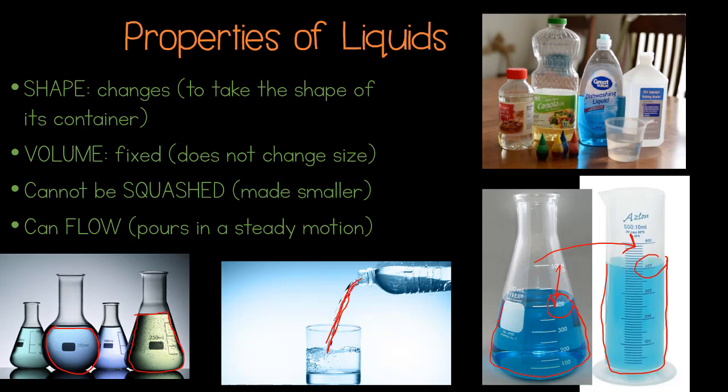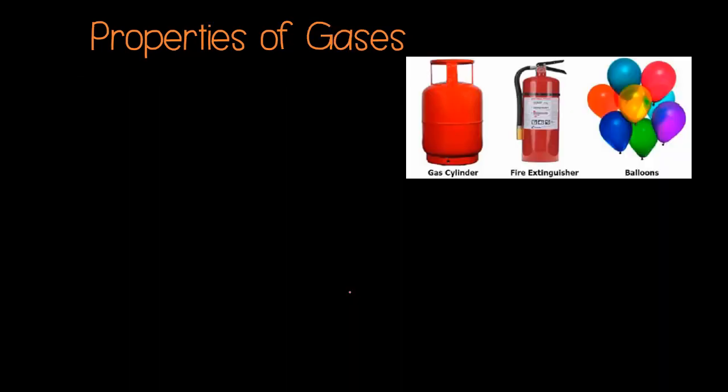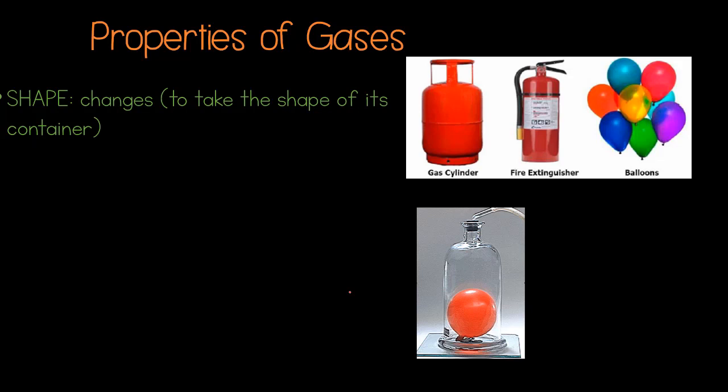Now let's take a look at the property of gases. The shape of gases can change to take the shape of their container. Look at the balloon inside this jar. Right now we have just a balloon-shaped piece of gas inside the balloon. But if I pop the balloon, the gas is going to spread out and it's going to take on the shape of the jar. So now I have more like a jar-shaped section of gas.